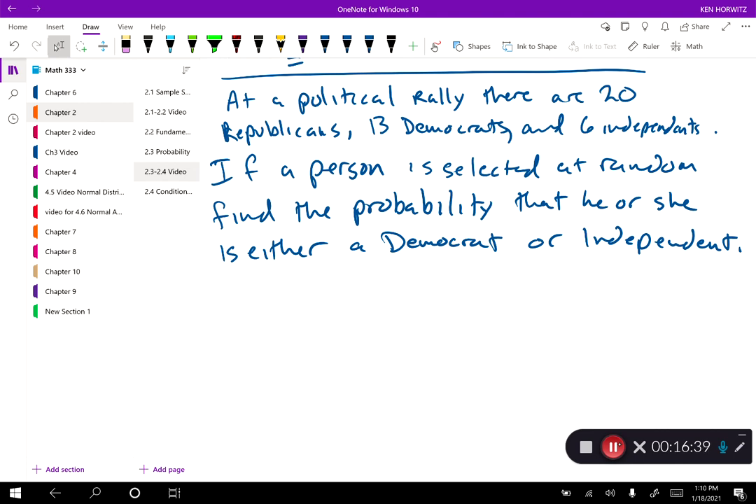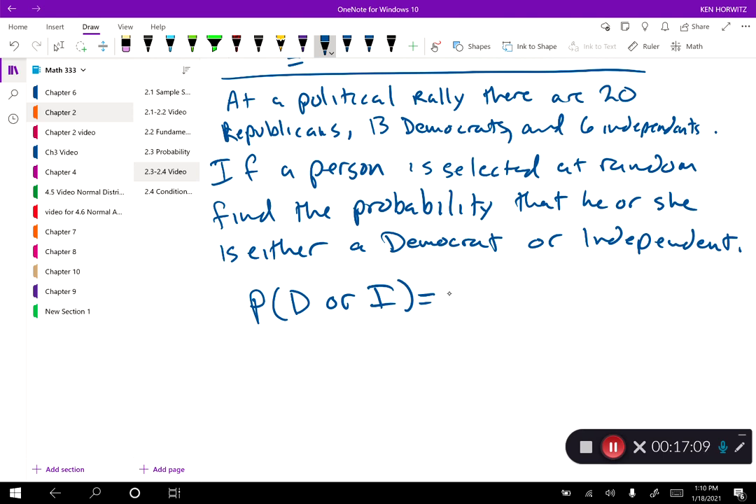Okay. The third option is independent. All right. So if they are a registered independent, again, they cannot be a registered independent and a registered Republican at the same time. So these are indeed mutually exclusive events. So if I wanted to know the probability of D or I, the first is the probability of Democrat. Now we're going to use our data to get our answer.